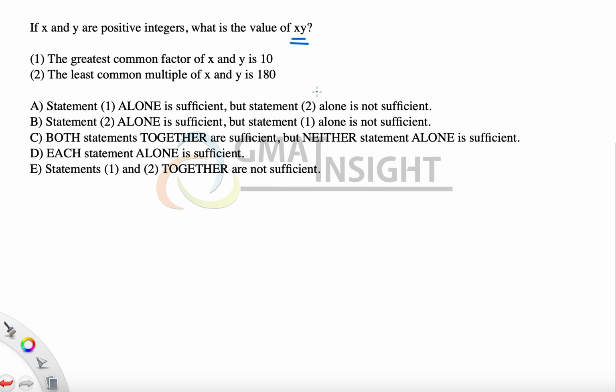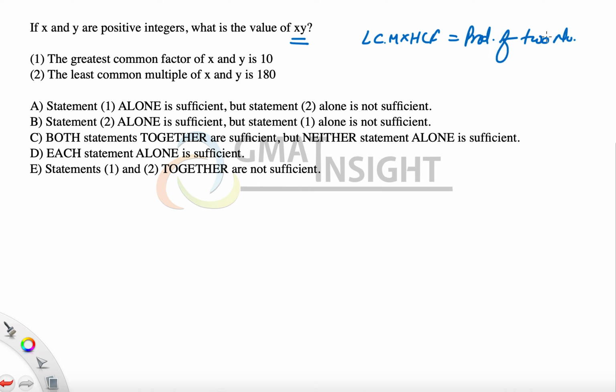Now in number properties concept videos, there is a 9th video in which I have explained in detail the relationship between the multiplication of two numbers and their LCM and HCF. However, the first statement can simply be proved not sufficient just because we have no information about the LCM, and the property that I was discussing is that LCM multiplied by HCF of any two numbers is always equal to the product of those two numbers.